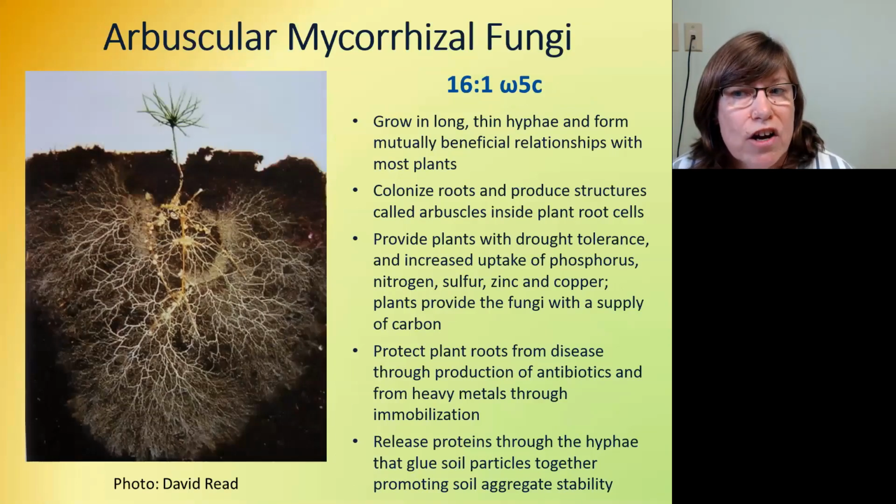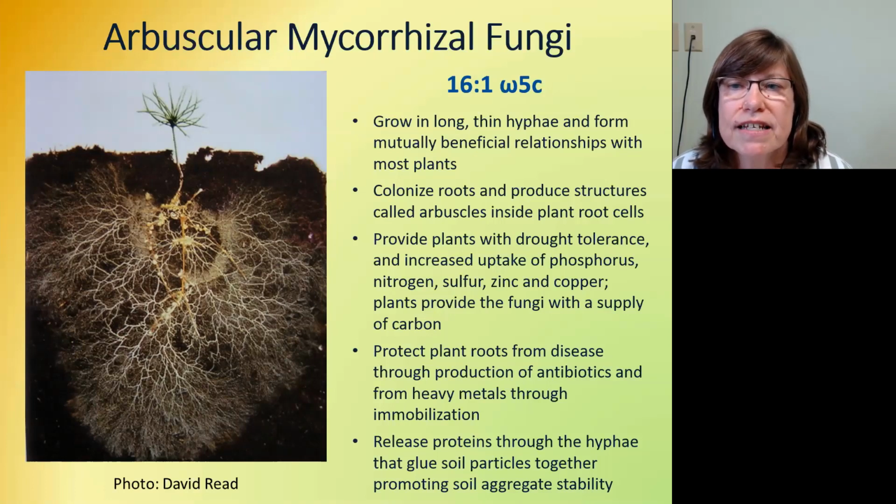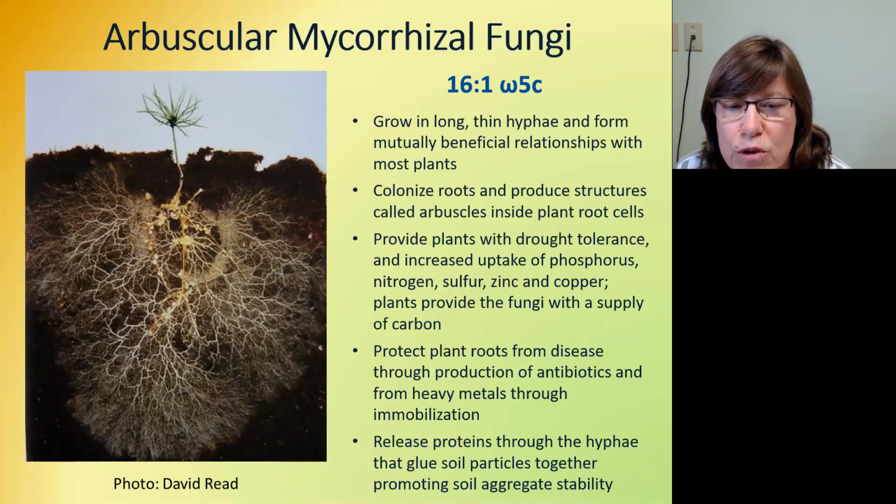For arbuscular mycorrhiza, there's a 16 carbon fatty acid that has 1 double bond at the omega-5 position. So these arbuscular mycorrhiza, in exchange for the carbon that they get from the plant roots, extend the plant rooting area and help the plant bring in more water, more moisture, more nutrients such as phosphorus and nitrogen.